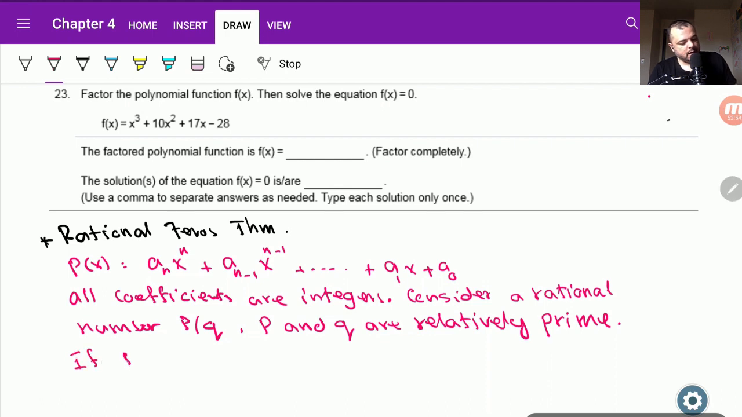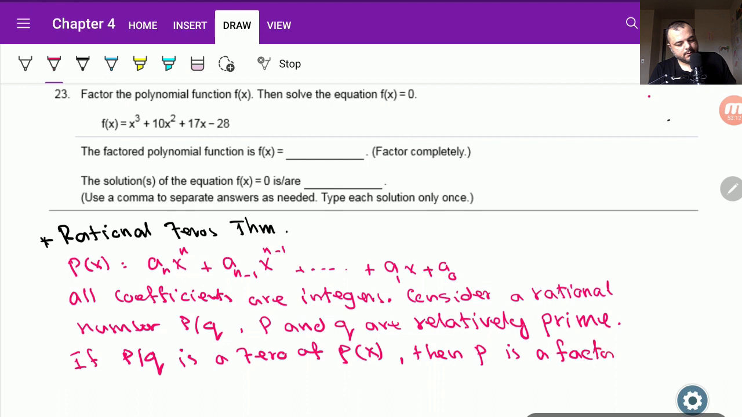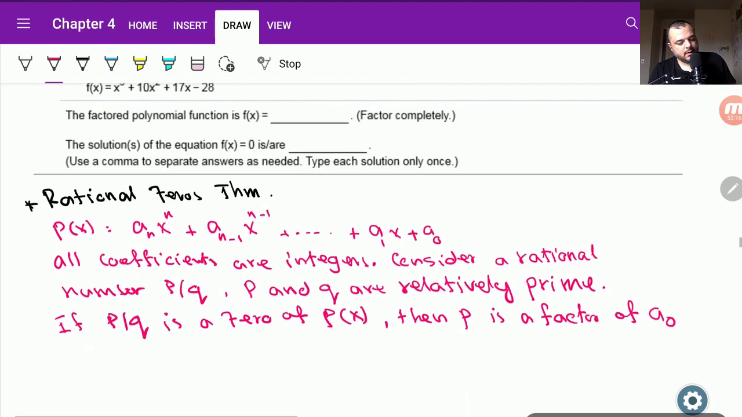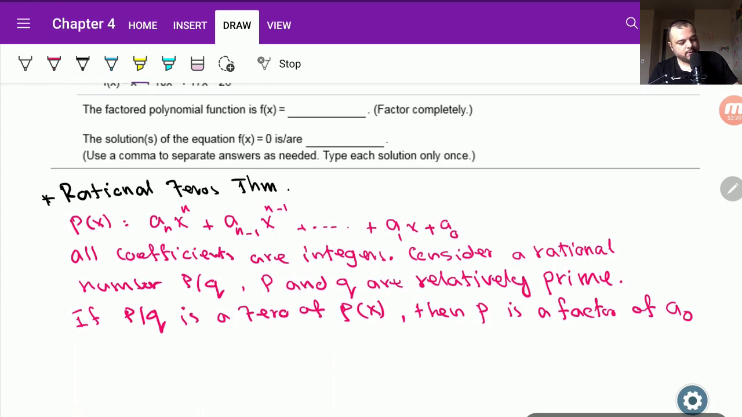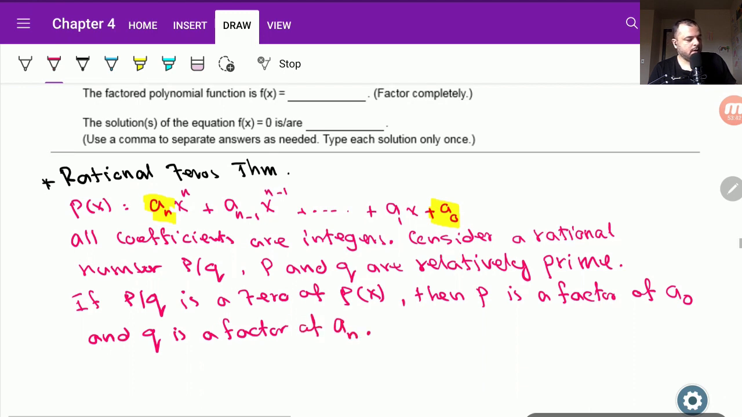So if p over q is a zero of the function p of x, then p is a factor of a naught. P has to be a factor of a naught. This is a naught. And q is going to be a factor of a_n. So if you don't understand what's happening here, I'm going to explain it in the example.